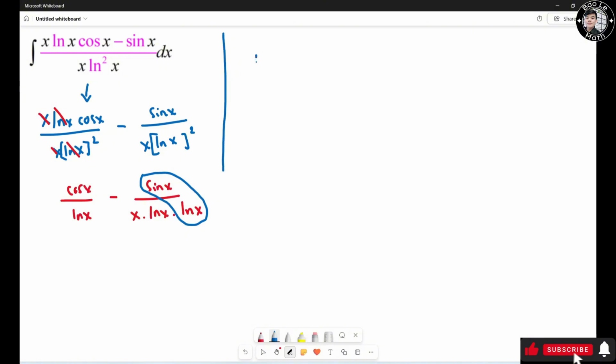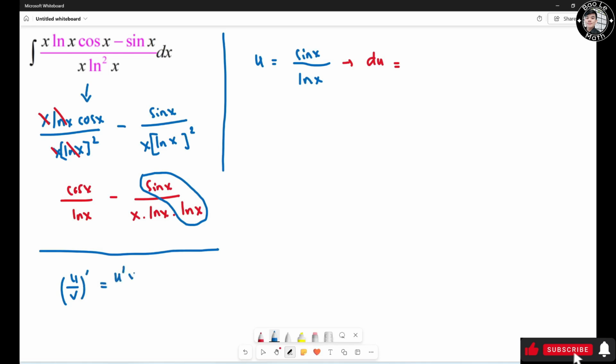So, we have u equals sin s over natural log of s. Then we're going to take the derivative of both sides, right? So we have du equals. Now we're going to apply the quotient rule, the derivative of u over v, which is u prime v minus v prime u over v squared, right?